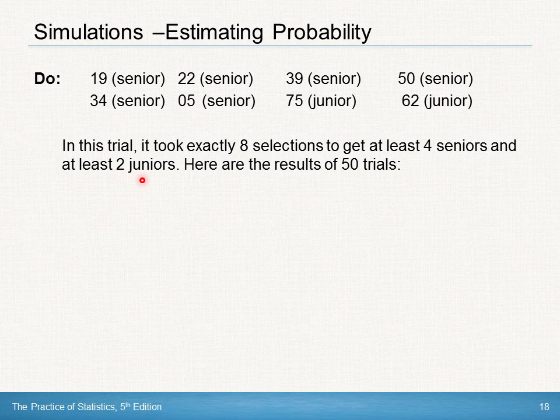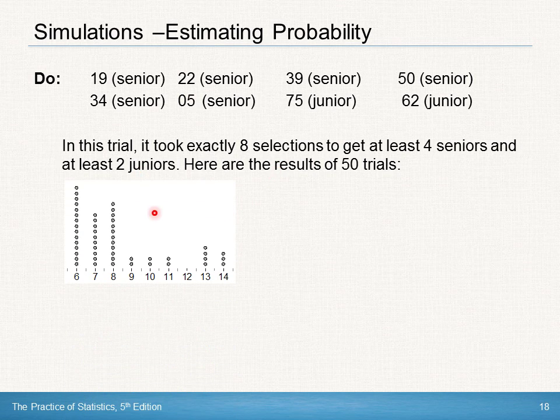So here are the results below of 50 trials. If you notice, we actually got 6 seniors before we got our 2 juniors. That's okay, because we wanted at least 4 seniors and at least 2 juniors. So the results of 50 trials are saying this line means it took 6 selections to get at least 4 seniors and at least 2 juniors. This here says it took 7 to get 4 seniors, 2 juniors, 8 to get 4 seniors, 2 juniors. So let's now answer our question.